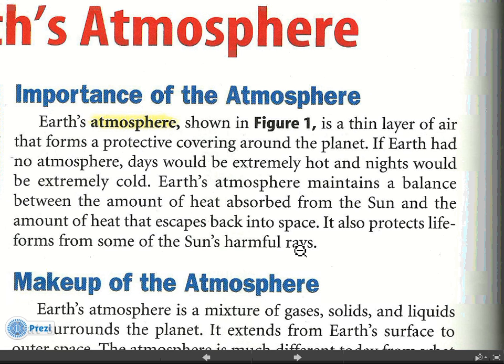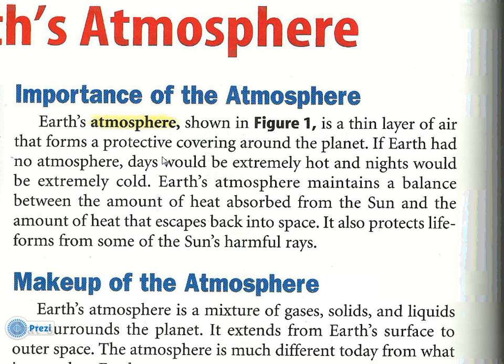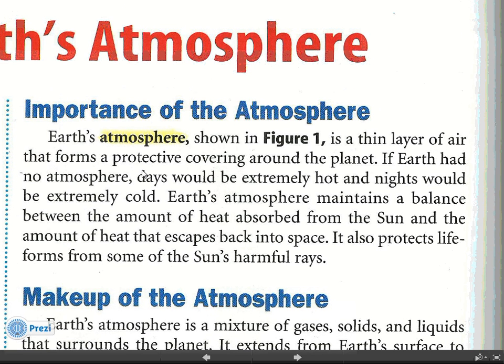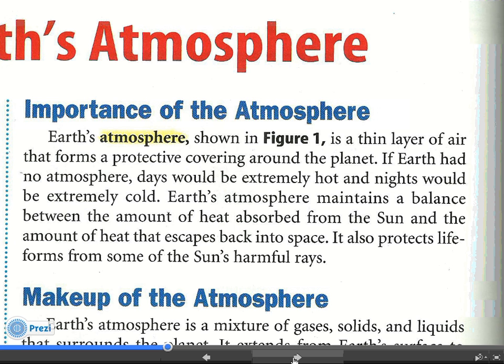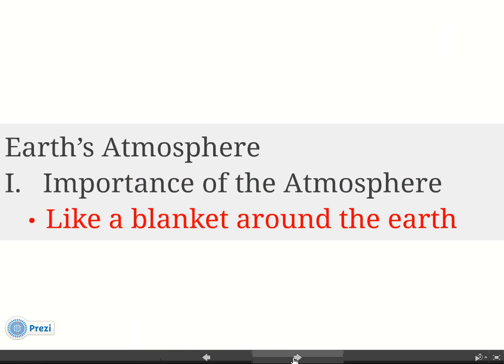So let's think about what we just read and pull out the main idea. The atmosphere is a thin layer that protects the planet. If we had no atmosphere, the sun would burn all day, and then when the sun was gone, none of that heat would stay, and our nights would be extremely cold. That's why the atmosphere maintains a balance between taking heat from the sun and letting the heat go away. So we're going to write down the main idea, which is it's like a blanket around the earth. In your journal, write down what's in red, pause the movie, then come back.